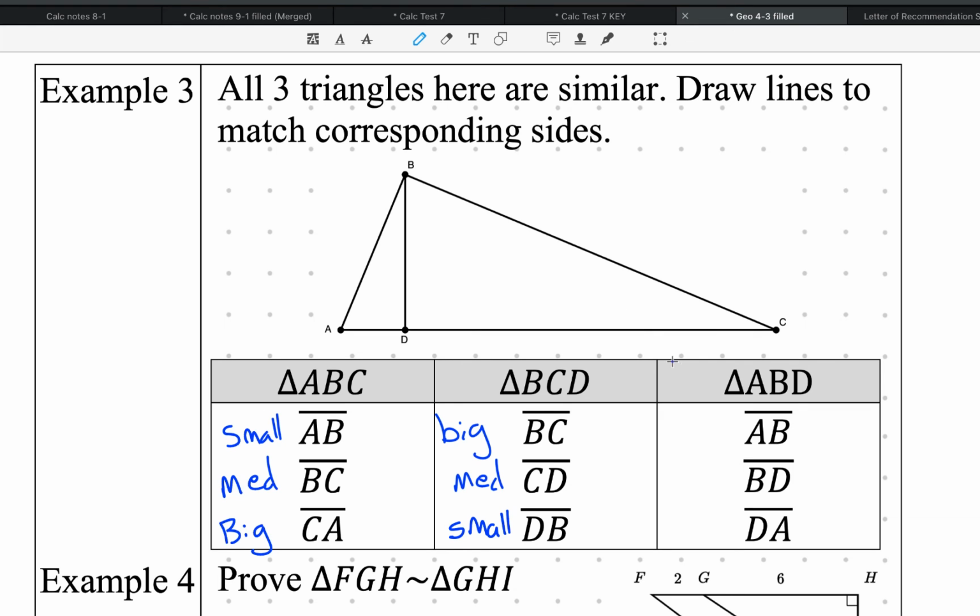Kira. BD is the medium one. BD is the medium one. I agree. Ulysses. AB is the big one. AB is the big one. And I'll do the hard one. This one is a small one.